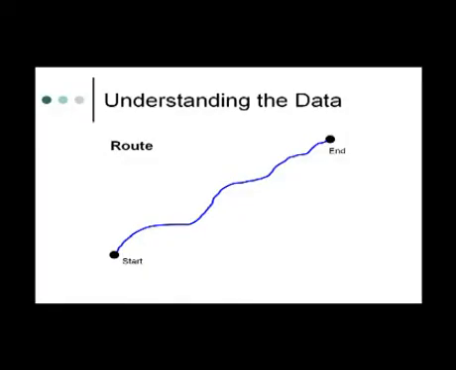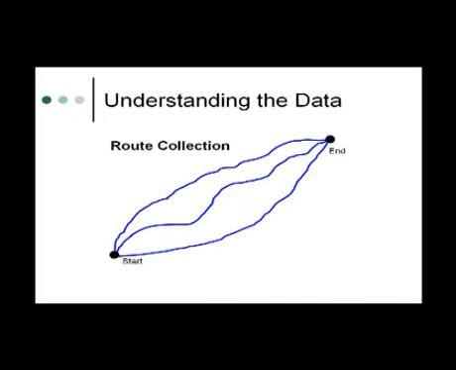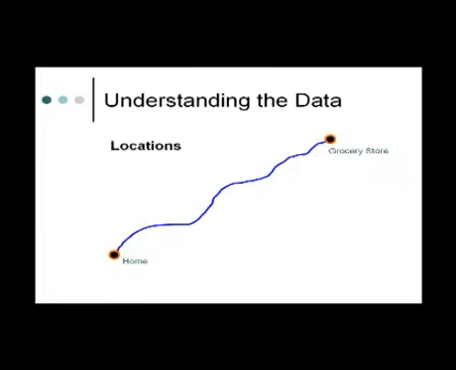Let me just briefly explain the terminology we use to describe the data. We use the word route to mean a particular path or set of roads from one location to another. Each time you drive along a route, we call that a trip. And you can think of all the different ways to get from one location to another as a collection of routes. Finally, locations are just the named endpoints of routes.